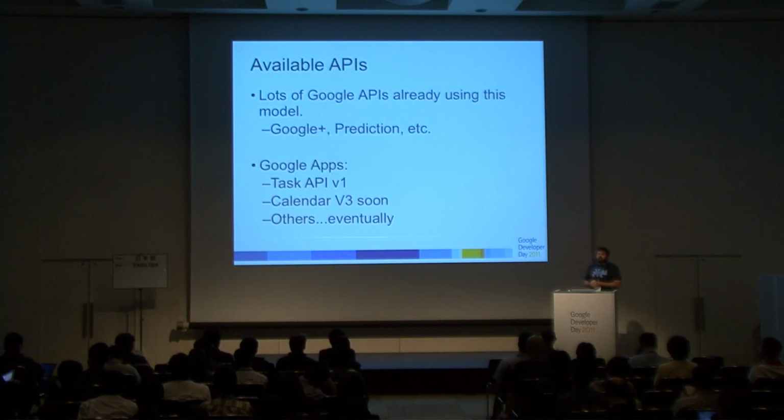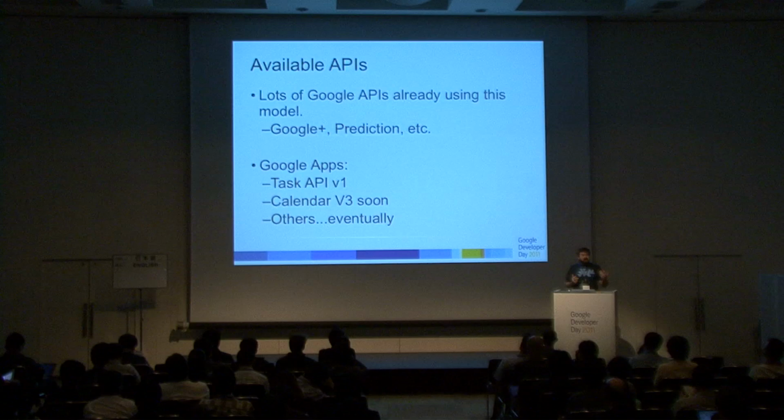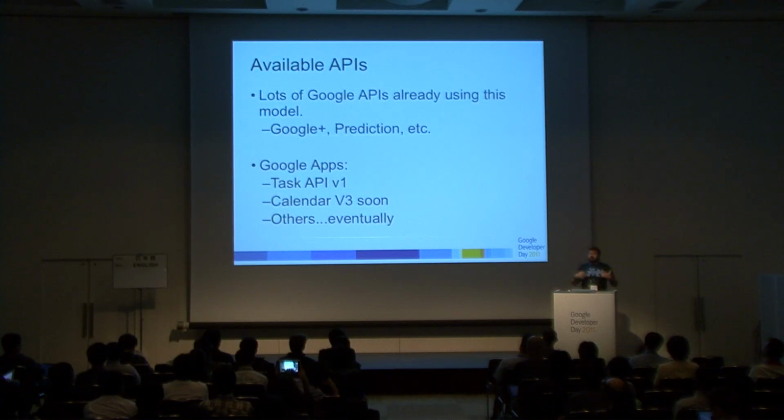There is a new version of Calendar, which is due very soon, hopefully within days. But we'll see when that actually happens. And other APIs like Docs and Contacts will be updated eventually. I can't give you a date, but we're working on those. And it just comes whenever they're due for their next major version, they'll be built onto this new infrastructure, and you'll have all these benefits available.